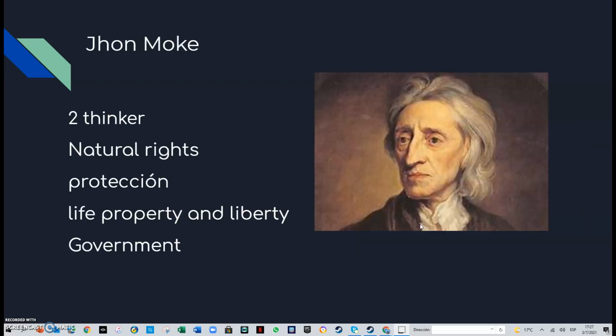John Locke was the second Enlightenment thinker. He said that what Thomas Hobbes said was wrong. He said that people were born with 3 natural rights. Those rights were life, property, and liberty, and he wanted to create a government that protects those rights.